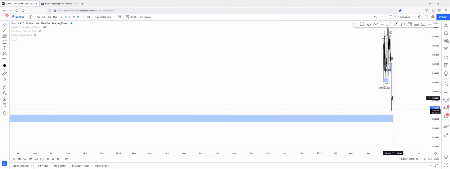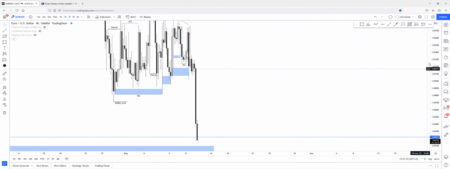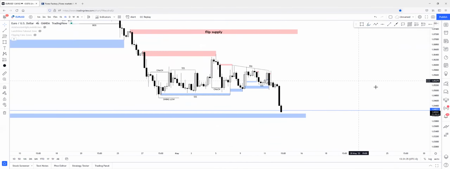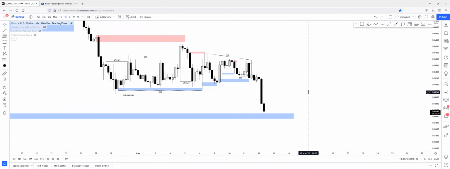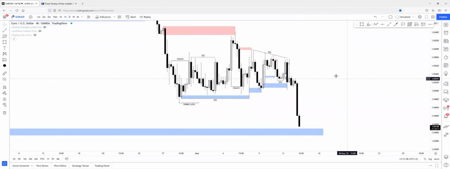Switch back to the 4-hour. We are on the 4-hour already. So, okay, here we are. Here we go. So, as you can see, price will mitigate this demand zone in hours, more likely in minutes. So price is on the way down to mitigate this demand zone. This is the weekly low point.